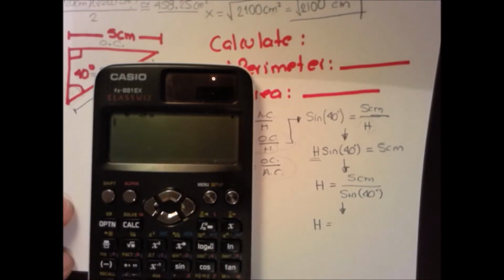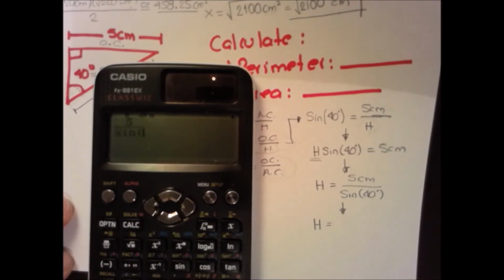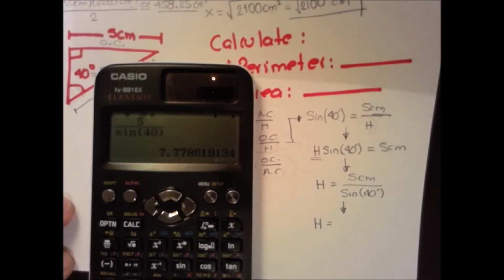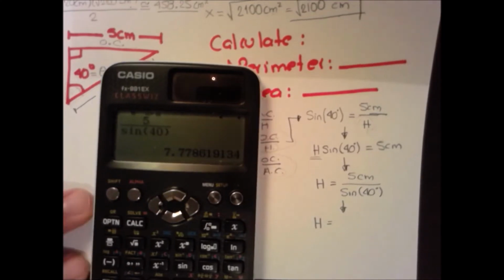Now I'm going to calculate. Well, it's going to be a division, 5 over the sine of 40 degrees. Okay, and this is going to be 7.7786. Look at this. In that case, we are not going to have again an exact number. We are going to have an approximate number.